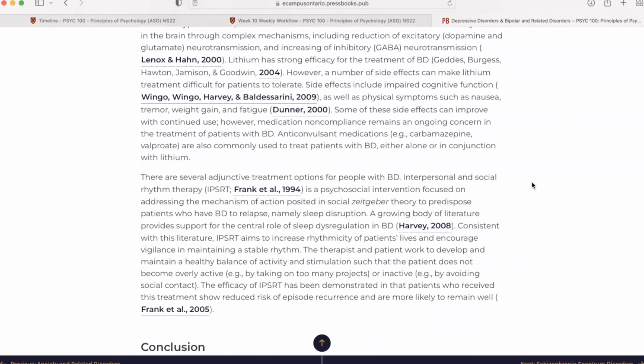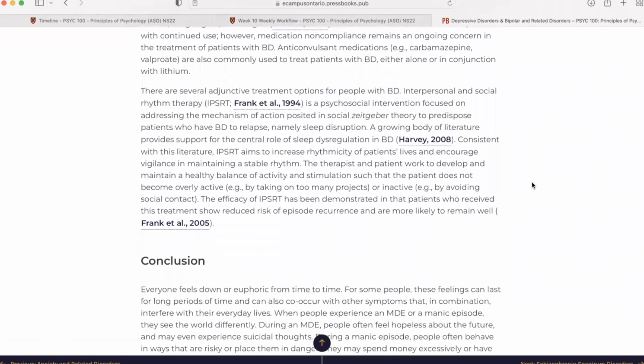Interpersonal and social rhythm therapy is a psychosocial intervention focused on addressing the mechanism of action posited in social Zeitgeber theory to predispose patients who have BD to relapse, namely sleep disruption. A growing body of literature provides support for the central role of sleep dysregulation in BD. Consistent with the literature, IPSRT aims to increase rhythmicity of patients' lives and encourage vigilance in maintaining a stable rhythm.